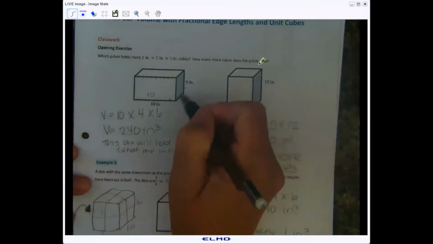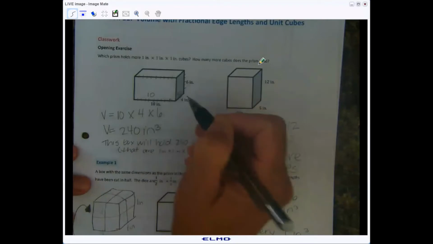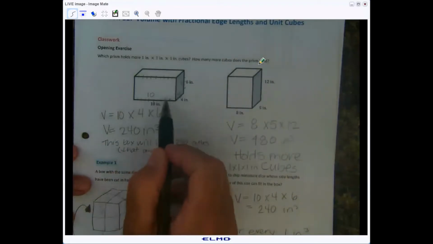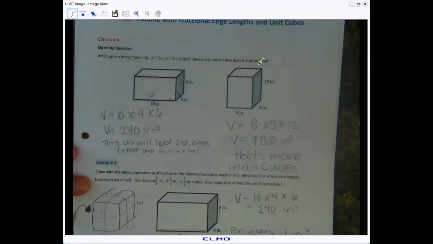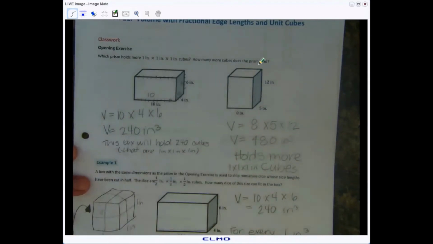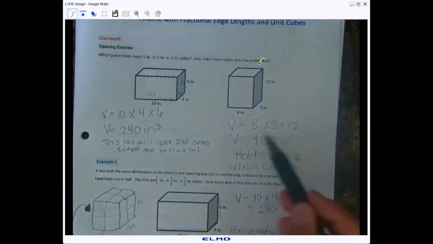Now, how many rows are going to be on that bottom layer? 4, because this is 4 inches long, so I can fit 4 that way, and then there will be 6 layers. So the bottom layer is going to be 40. 40 cubes will fit on that bottom layer, but I'm going to have 6 layers, so it's going to be 240 cubes that can fit in that box.